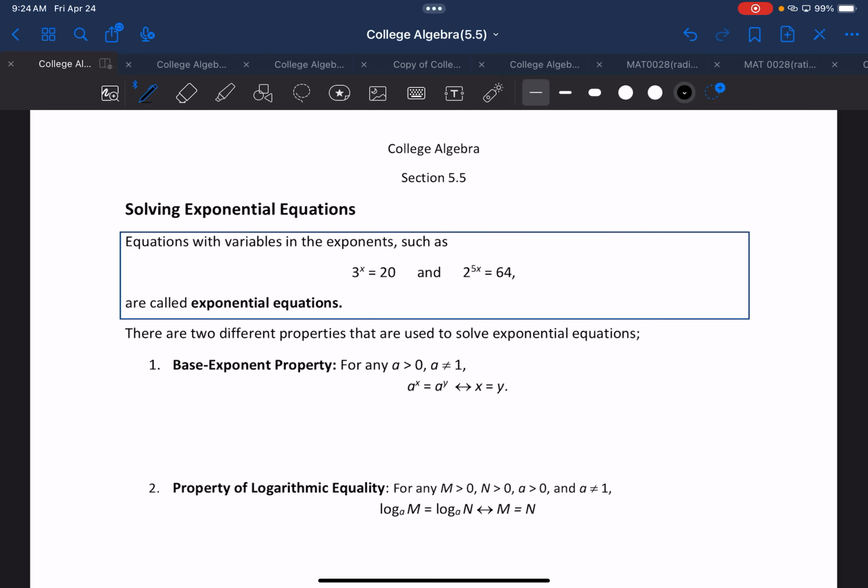Okay, so 5.5 is going to be about solving exponential and logarithmic equations. We talked about their graphs, how to graph them, and some of their properties, especially with the logarithmic expressions and functions. Now we're going to be talking about how to solve equations that have exponential expressions in them or logarithmic expressions in them. We're going to start with the exponential equations first, though.